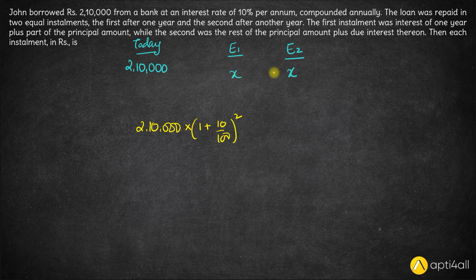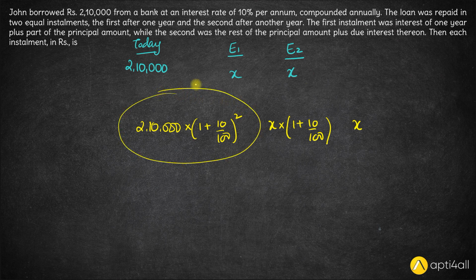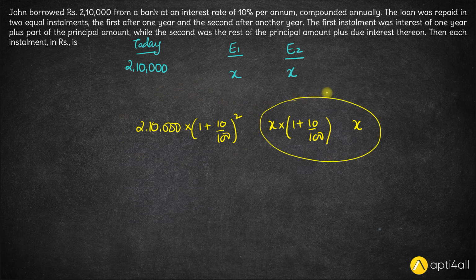Now what is the amount paid back? The value of this X at the end of the second year: we have to take it forward by 1 year, so this will be X into (1 plus R by 100). And the value of this X at the end of the second year will be X itself. We don't have to shift it ahead or back, right? So this will be X. So this is the amount that was borrowed and this is the total amount that is paid back.